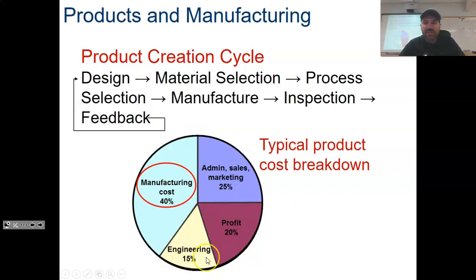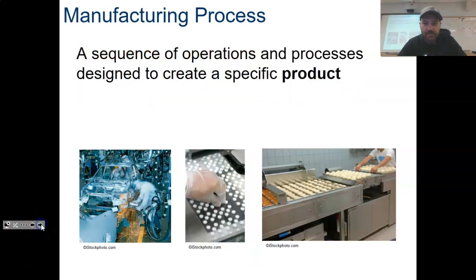And then to actually engineer and design the material is a substantial amount too. But the biggest amount when you're in a product is actually making it. Physically, how much does the material cost? We have to manipulate that material in different processes, pay the people to do that. A sequence of operations to create a specific product. That's what we call the manufacturing process. When you manufacture something, you're doing something in this sequence to make it.